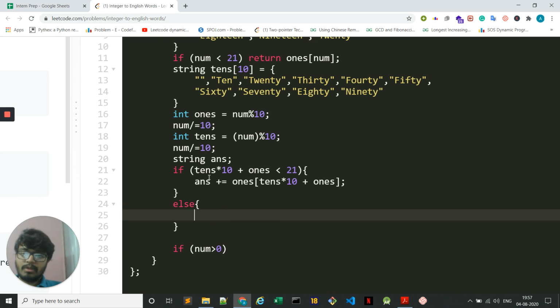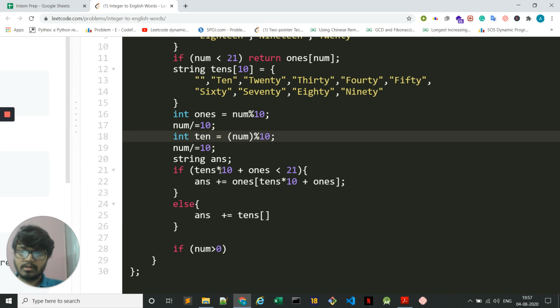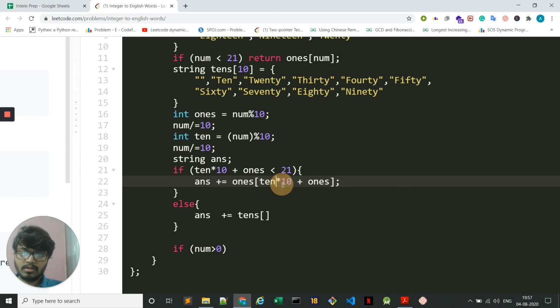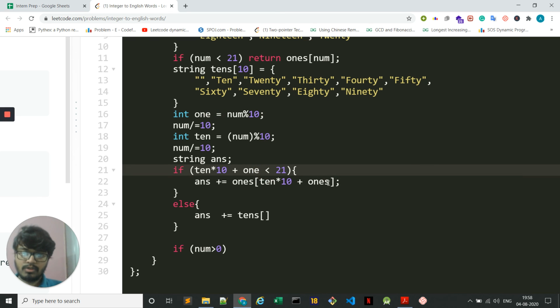Else we won't operate. Now the second question is, what if this digit is greater than or equal to 21? In that case, first of all, we make answer plus-equal to tens of, because the arrays are also named with this. So now tens of 10.